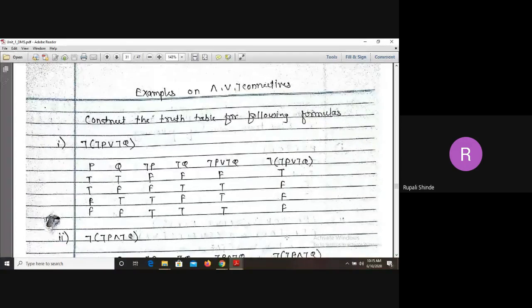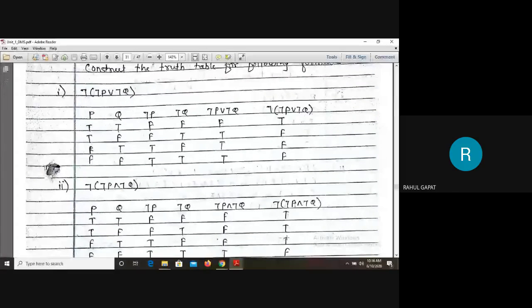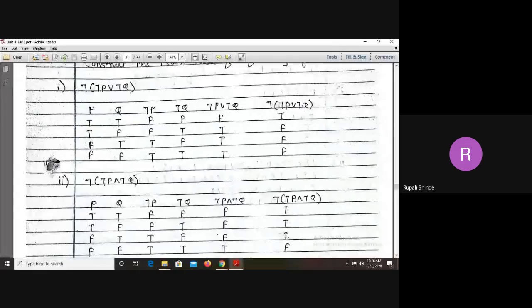Now, second example. Negation of negation P and negation Q. So, what is the value for this formula? First of all, triple TF. Triple T? TTF. Triple TF. Yes. Triple TF. Okay. So, here again we have to check. Two variables are there, so 4 possible combinations of truth values will be there. And again, we have to take conjunction between these two, negation P, negation Q, and then we have to apply negation to it. So it will give you value as TTTF.